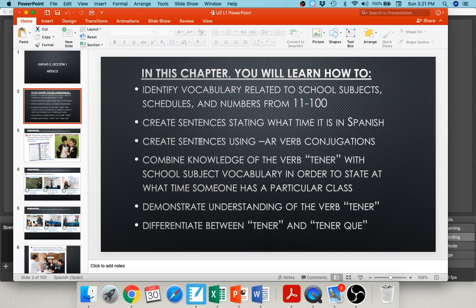Finally, we're also going to be learning about the verb tener, which means to have. You'll learn to differentiate between tener and tener que. And also, you'll be able to use the verb tener in combination with what you learned previously with your school subjects and your numbers to create a sentence stating at what time someone has a particular class. So that's sort of where we're going.